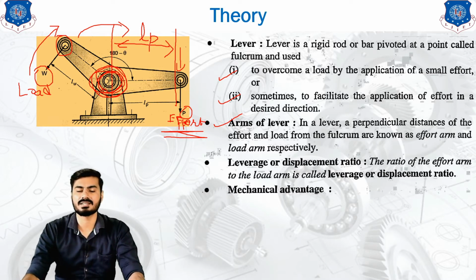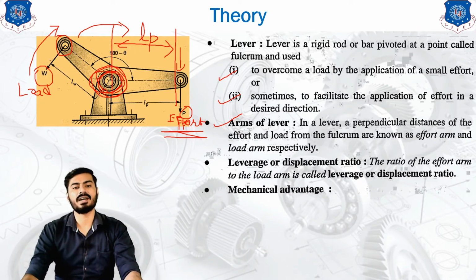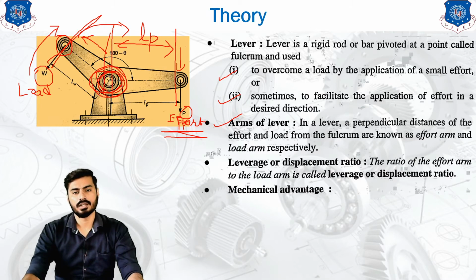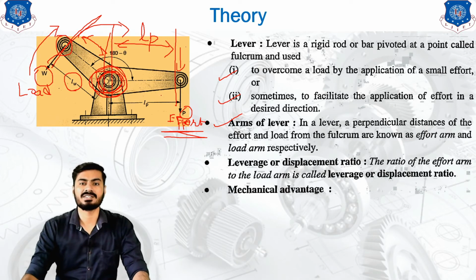Let's say this distance is L, and we will apply the suffix P, which indicates that this distance is the effort arm. Now we will see where the load is. The line of action of the load is like this, and the fulcrum is over here. So the perpendicular distance between these two is known as LW, which is also known as the load arm, because it is the distance between the load and the fulcrum.